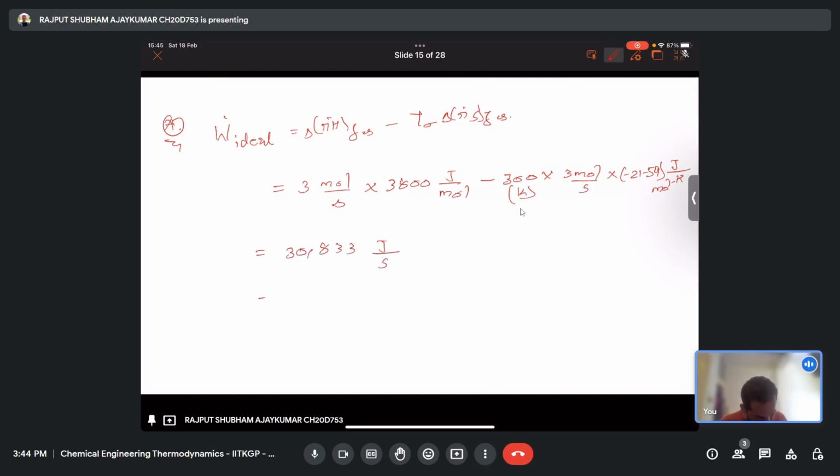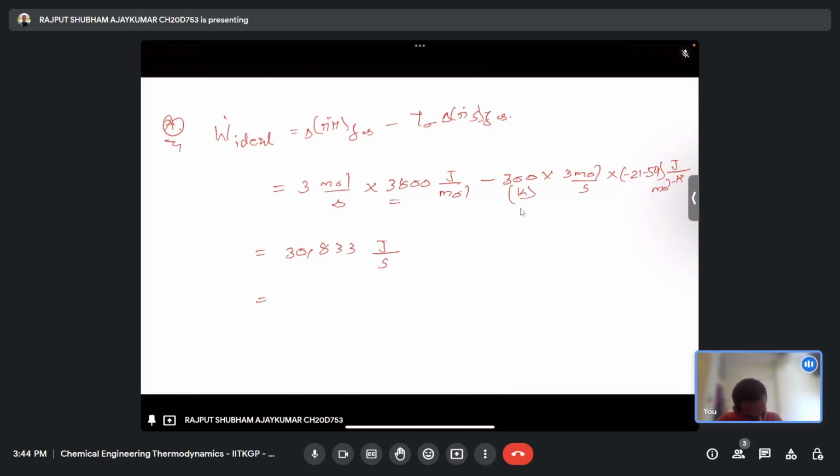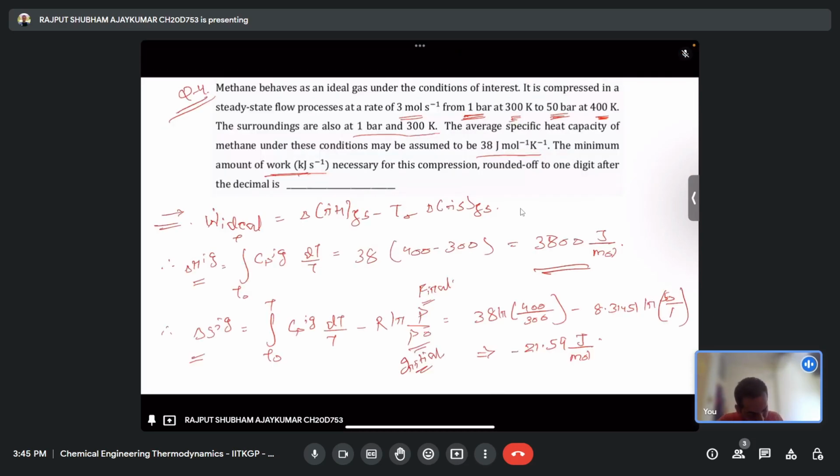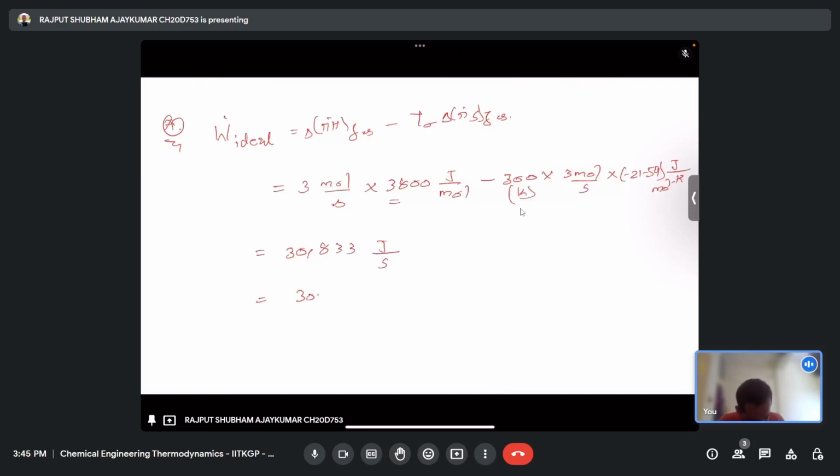Sorry, this will be 30,000 actually, because there is 3800 minus 29.59 and it's multiplied by 3, so it will be in thousands. What has been asked is kilojoule per second, so converting to kilojoule, it is 30.83 kilojoule per second. So this is the answer.